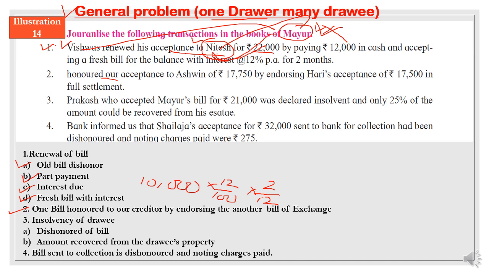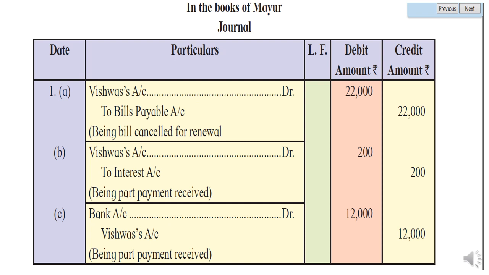Insolvency of the drawee. If the drawee becomes insolvent, as in the third case, Prakash's case, first the dishonor entry will be there, and then the amount recovered, 25% recovered from the estate, will be written. The fourth is that the bank informed Mayur that the bill you sent to the bank for collection, Shailaja's acceptance, is dishonored, not paid by Shailaja, and noting charges are also paid. So let's see the journal entry, students. As per the explanation given by me, the journal entry for the first transaction will be, first, old bill cancelled.